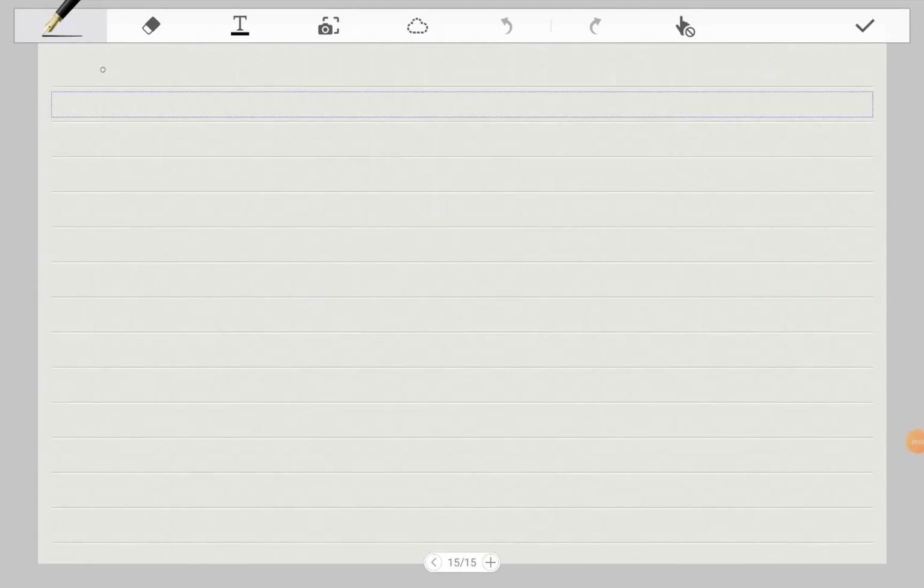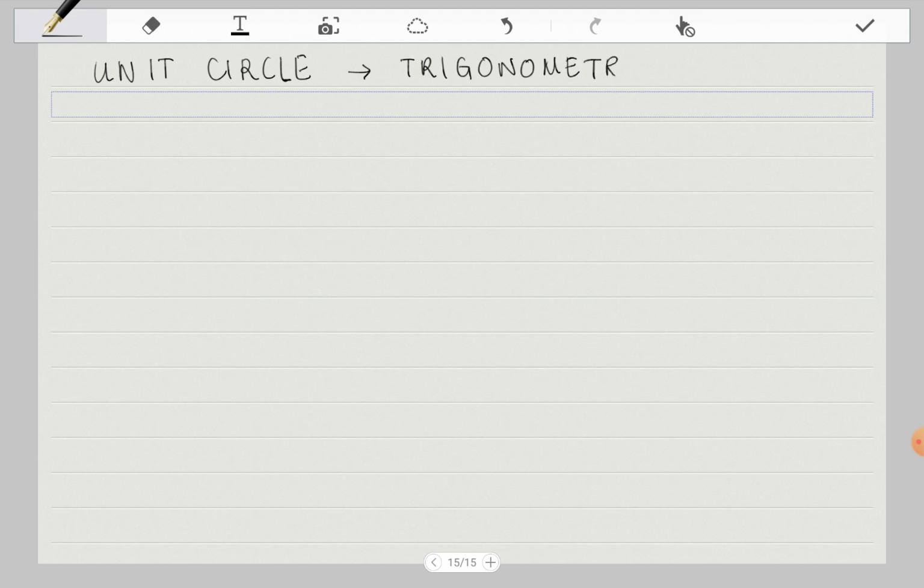Hi, so in this video we're going to have a look at something called the unit circle, and we're going to investigate its application to trigonometry. Right, so let's start off by drawing a circle. What do we mean by unit circle? Unit circle just basically means a circle that has a radius equal to 1 unit. That's what unit circle means.